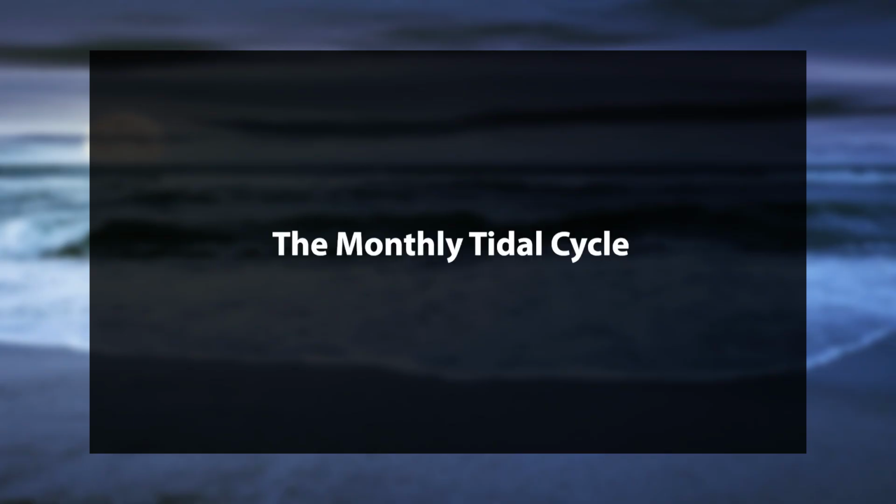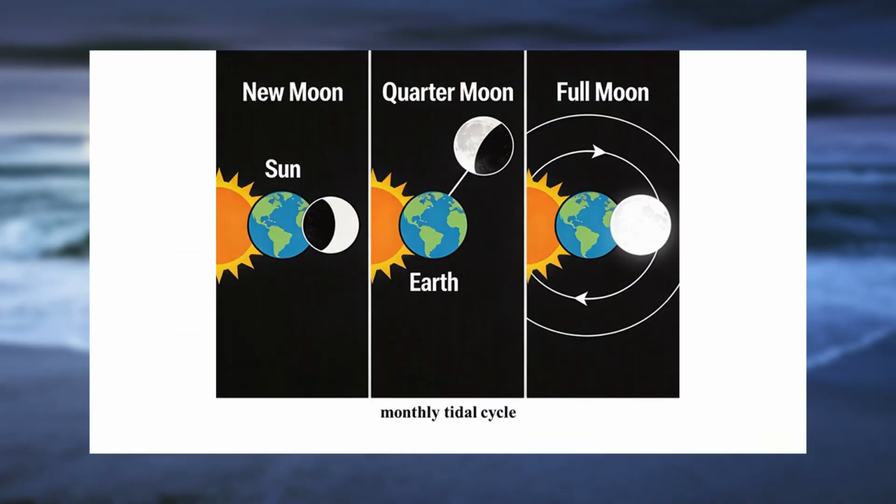The monthly tidal cycle. During the monthly lunar cycle, the moon changes phases. At the new moon, the moon lies between the earth and the sun and is not visible at night. At full moon, the moon is opposite the sun and appears fully illuminated. A quarter moon occurs when the moon is at right angles to the sun and appears half lit.